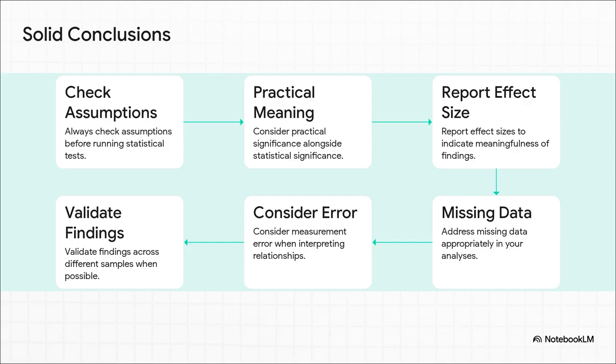Think of it like a pilot's pre-flight checklist. The researcher has to check their assumptions before they even run a test. They have to think about whether a finding is practically meaningful in the real world, not just statistically significant. They need to report the actual size of the effect. They have to deal with missing data the right way, think about errors in their measurements, and finally, try to see if their findings hold up in other groups of people. This checklist, this is what separates good science from junk science.